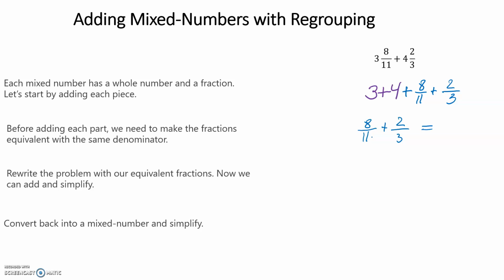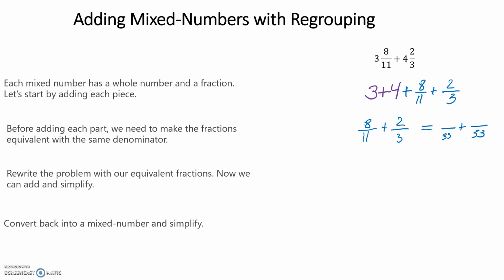So I have 11. Is 11 a multiple of 3? No. 22. Is 22 a multiple of 3? No. 33. Is 33 a multiple of 3? And the answer is yes. And so that's going to be my common denominator. I'm going to write my two fractions with the denominator, so that's my denominator, 33.